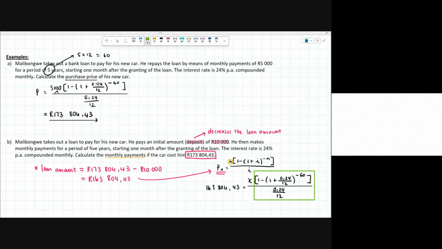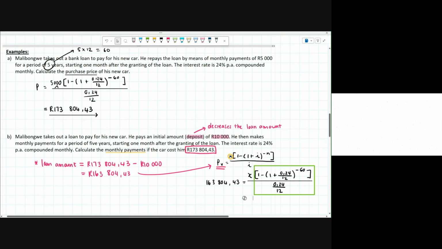If you need to do the inverse operations, times by the denominator, divide by the square brackets, that is also absolutely fine. It makes absolutely no difference how you choose to do it. You're going to get exactly the same answer. You decide what you're comfortable with. But we end up with a monthly repayment of 4,712 Rand 32 cents.